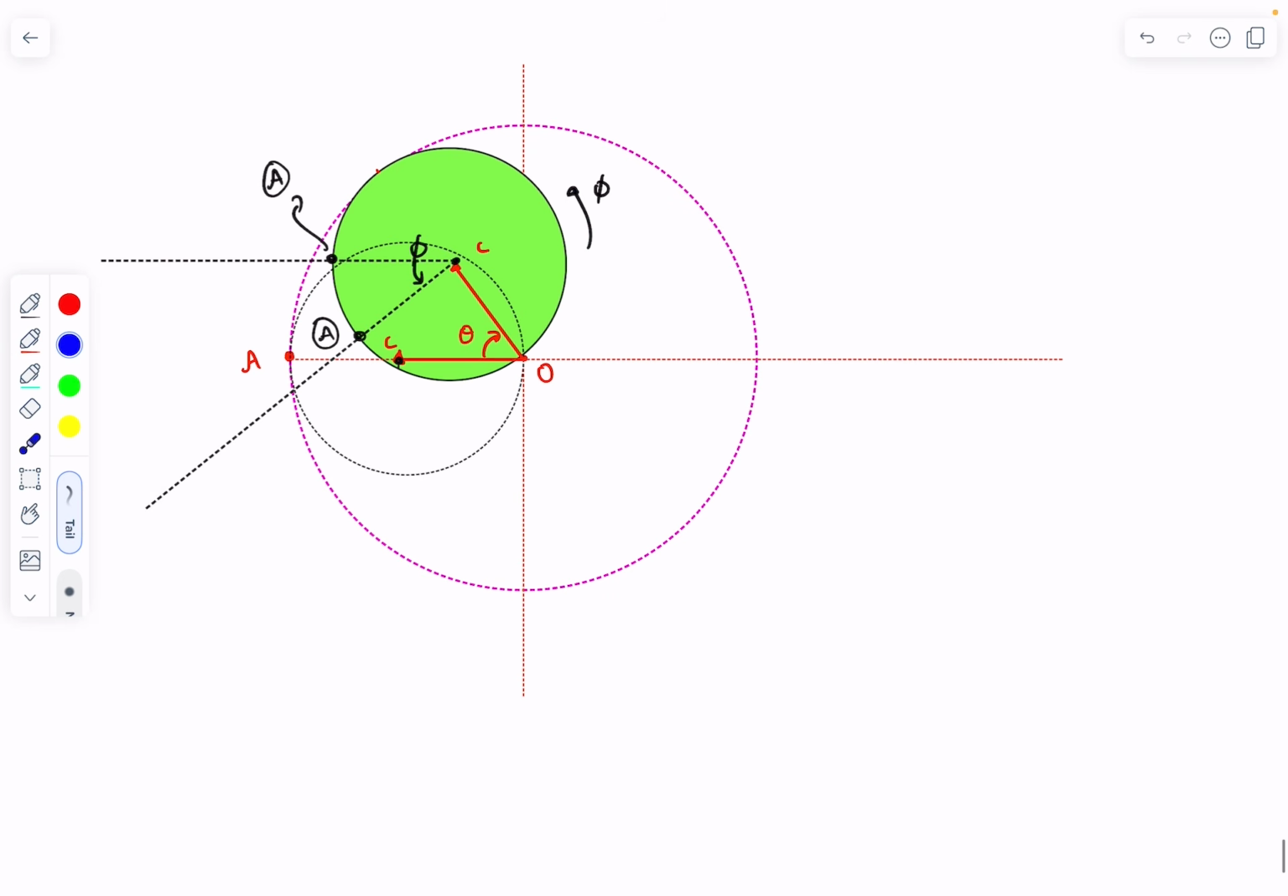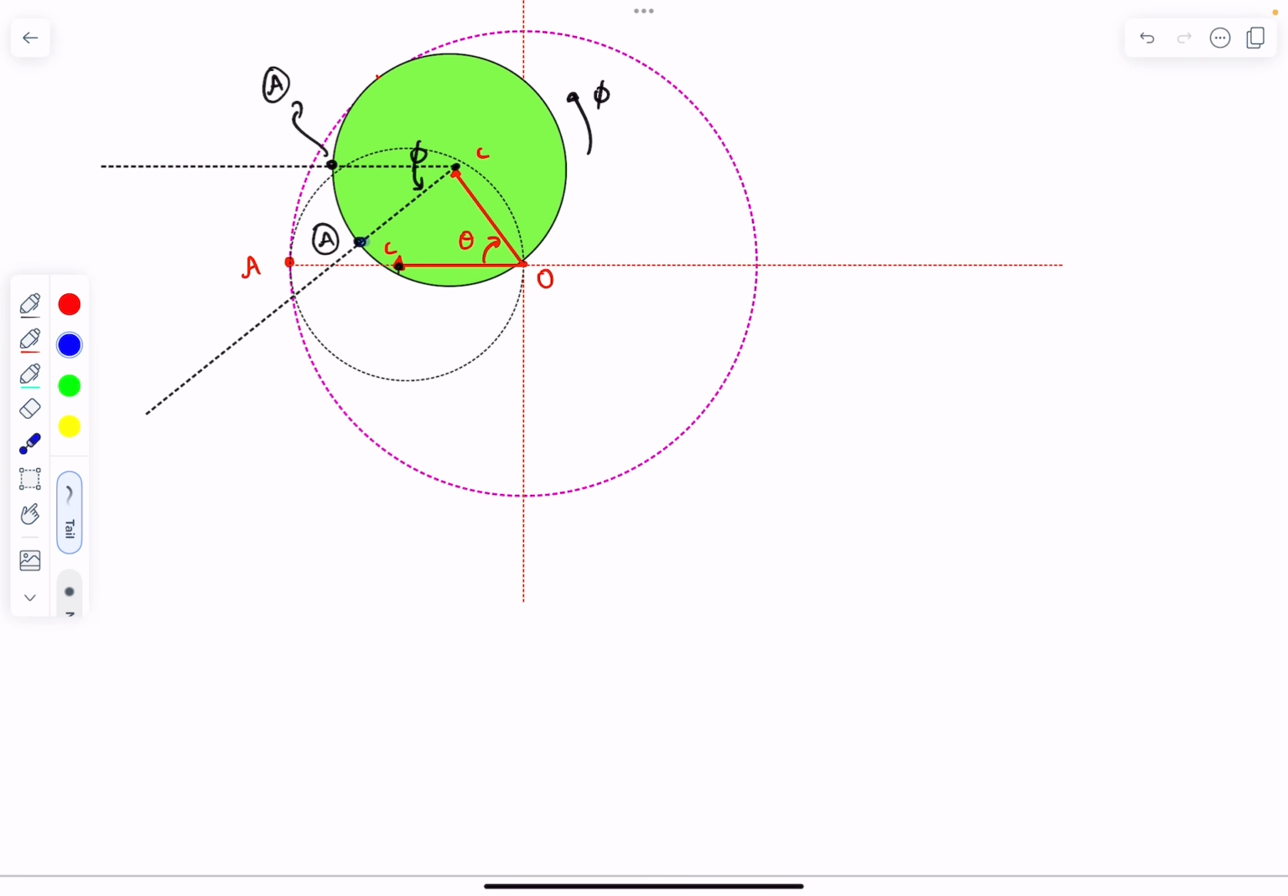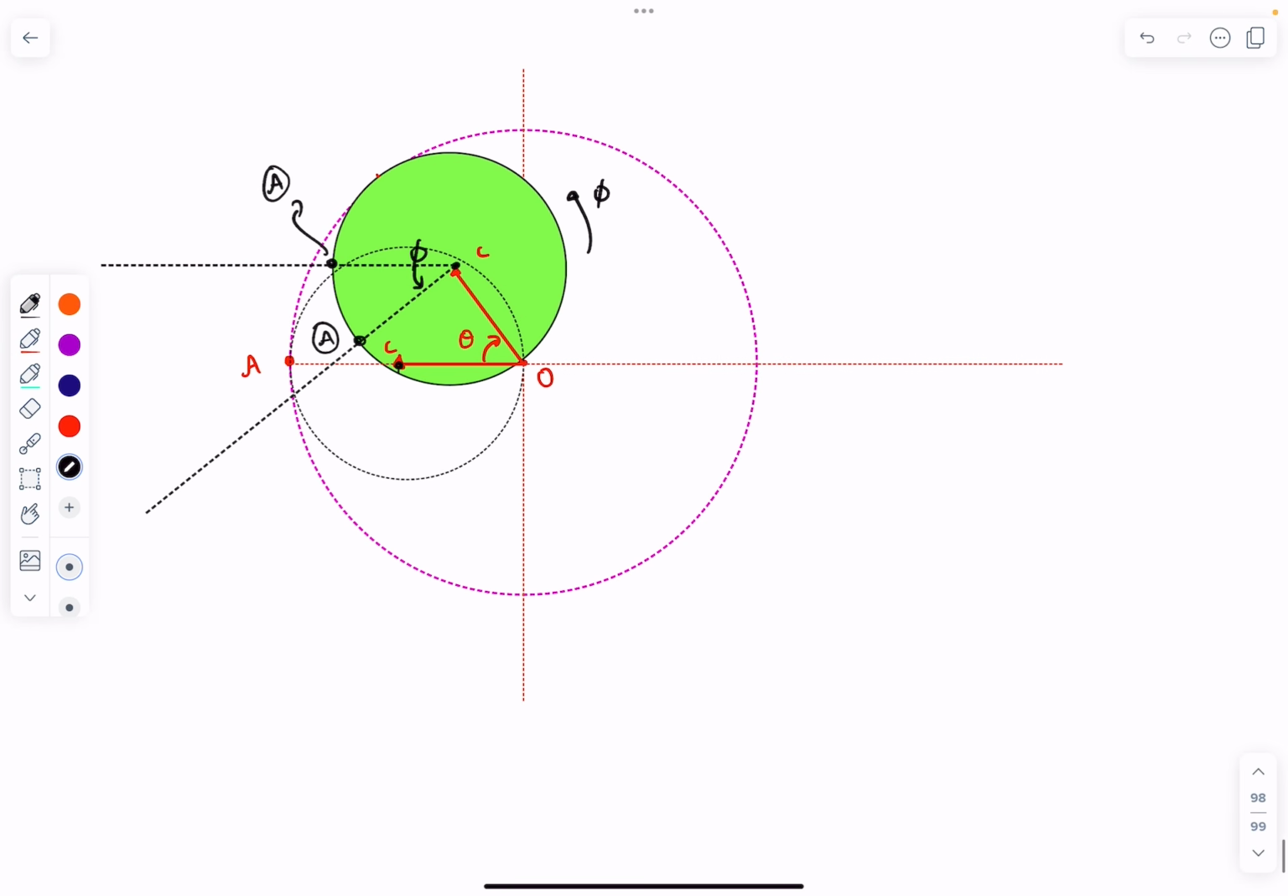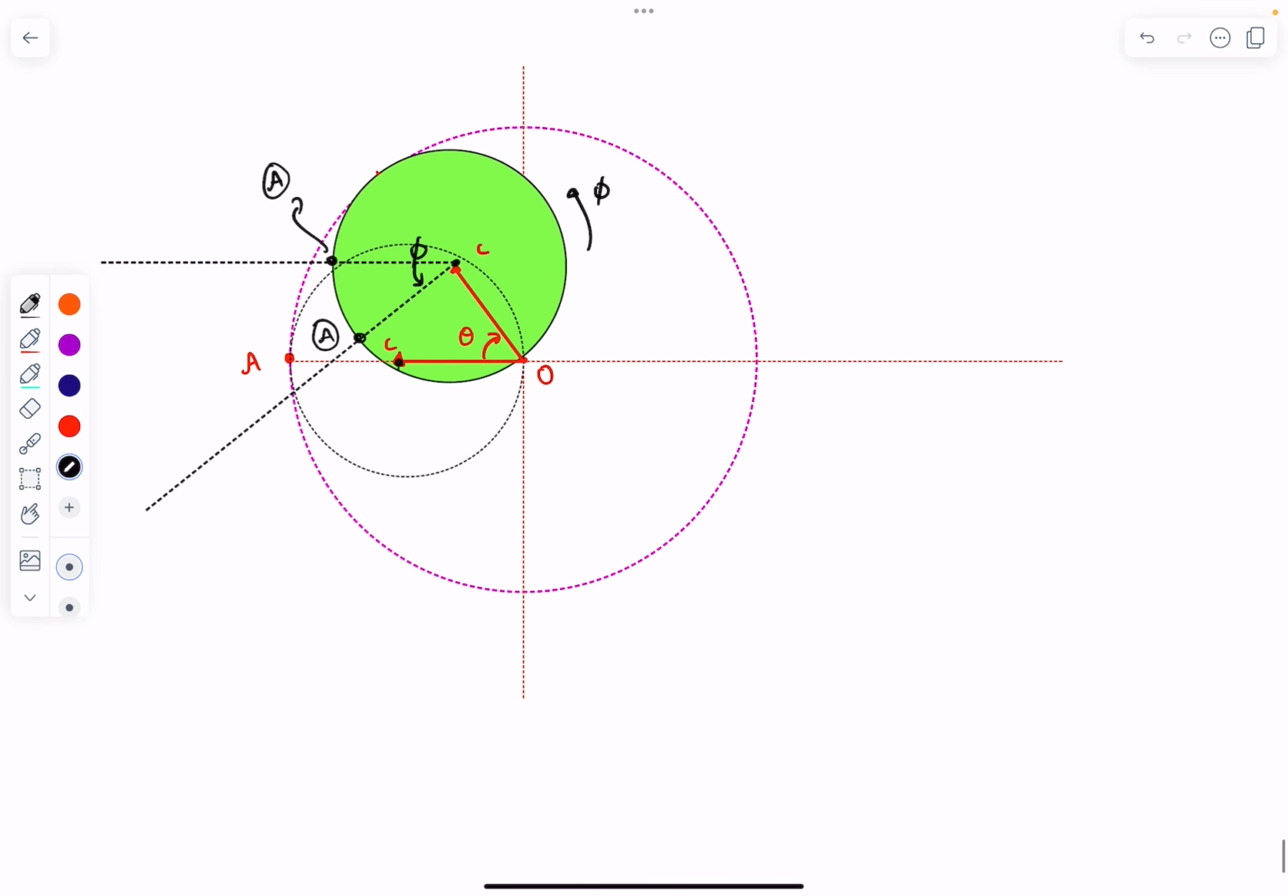Okay, so now we have to write down the coordinates of A. Before we do that, let's relate. We can actually do something to relate this angle phi and this angle theta. So let's try to do that first. For that, we'll use the rolling condition.